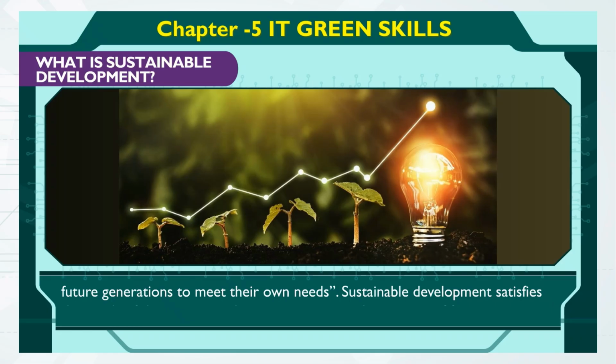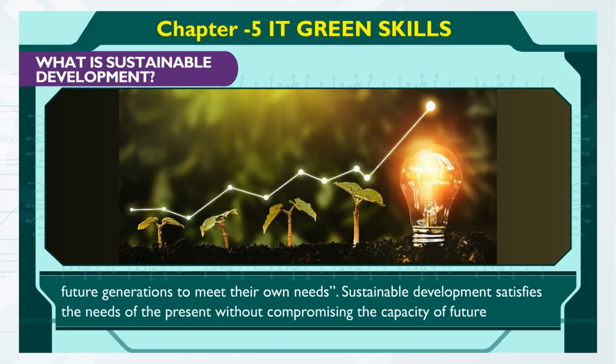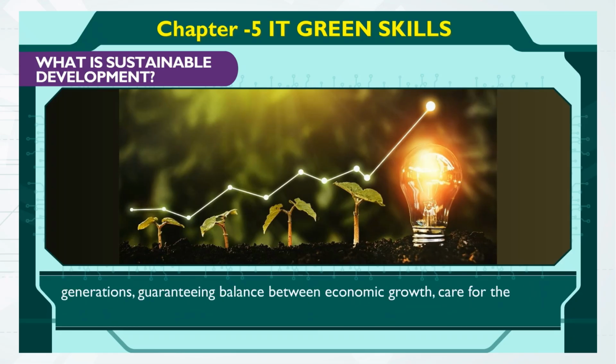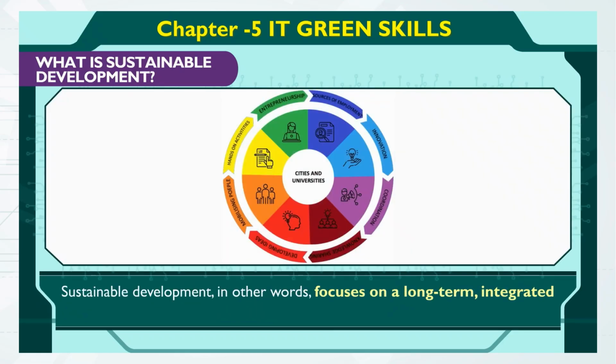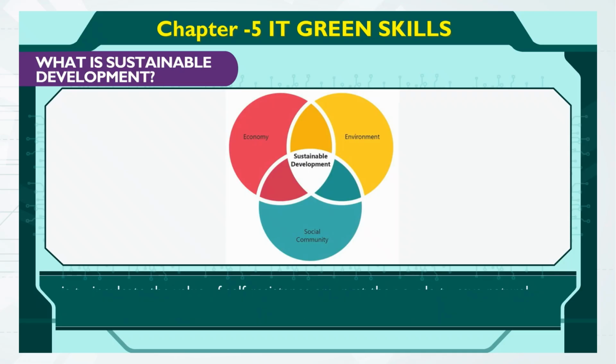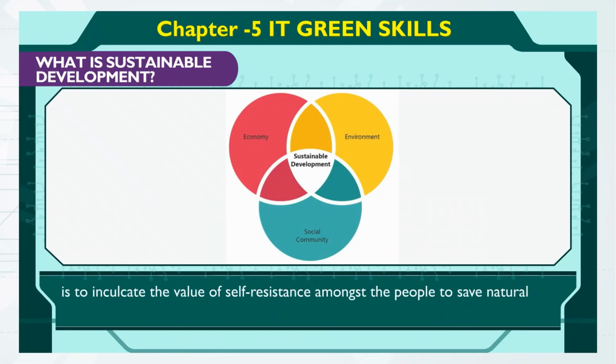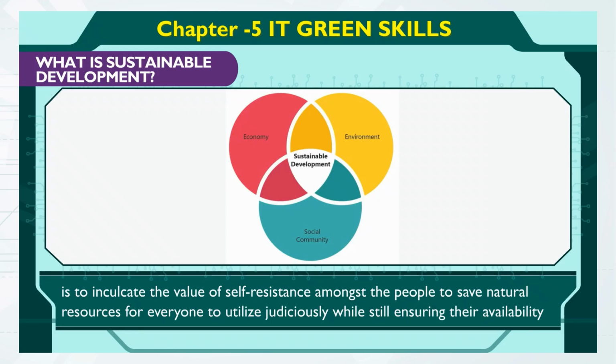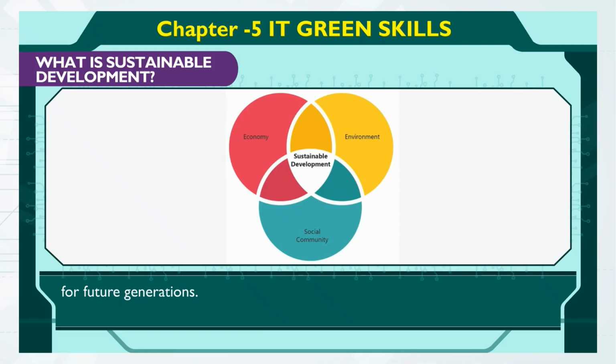Sustainable development satisfies the needs of the present without compromising the capacity of future generations, guaranteeing balance between economic growth, care for the environment, and social well-being. Sustainable development, in other words, focuses on a long-term, integrated approach to developing a healthy, social, and economically viable society. The aim is to inculcate the value of self-restraint amongst the people, to save natural resources for everyone to utilize judiciously while still ensuring their availability for future generations.